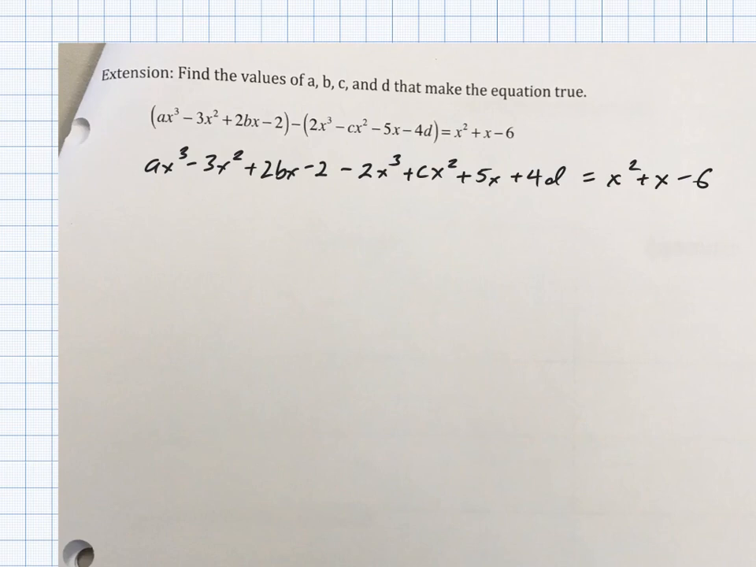You can't solve for all the values. That's why it says find the values of A, B, C, and D that make the equation true. It says extension, so let's treat it that way. That means that was a hard question for the accelerated students, and it's doable, but it's really complicated. Let's just not do it.